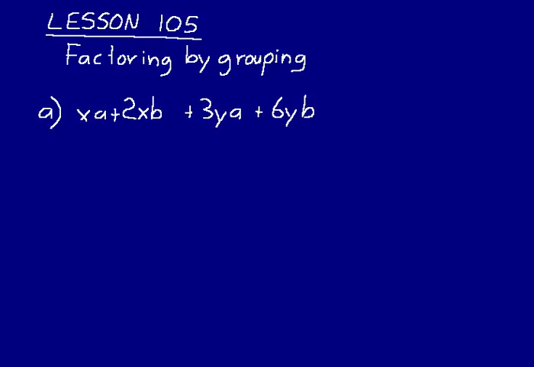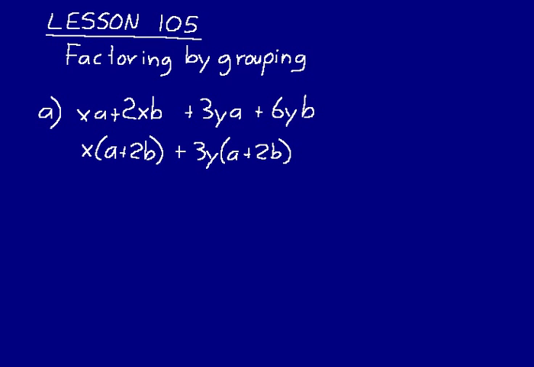For example, look at that practice problem and look at those first two terms. You can see that they have an x in common. So go ahead and factor that out of the first two terms: x parentheses a plus 2b. Look at the second two terms. They both have a y in common, and the coefficient, they both have a 3 in common too, right? So you can factor that out as well. So you say plus 3y times a plus 2b.